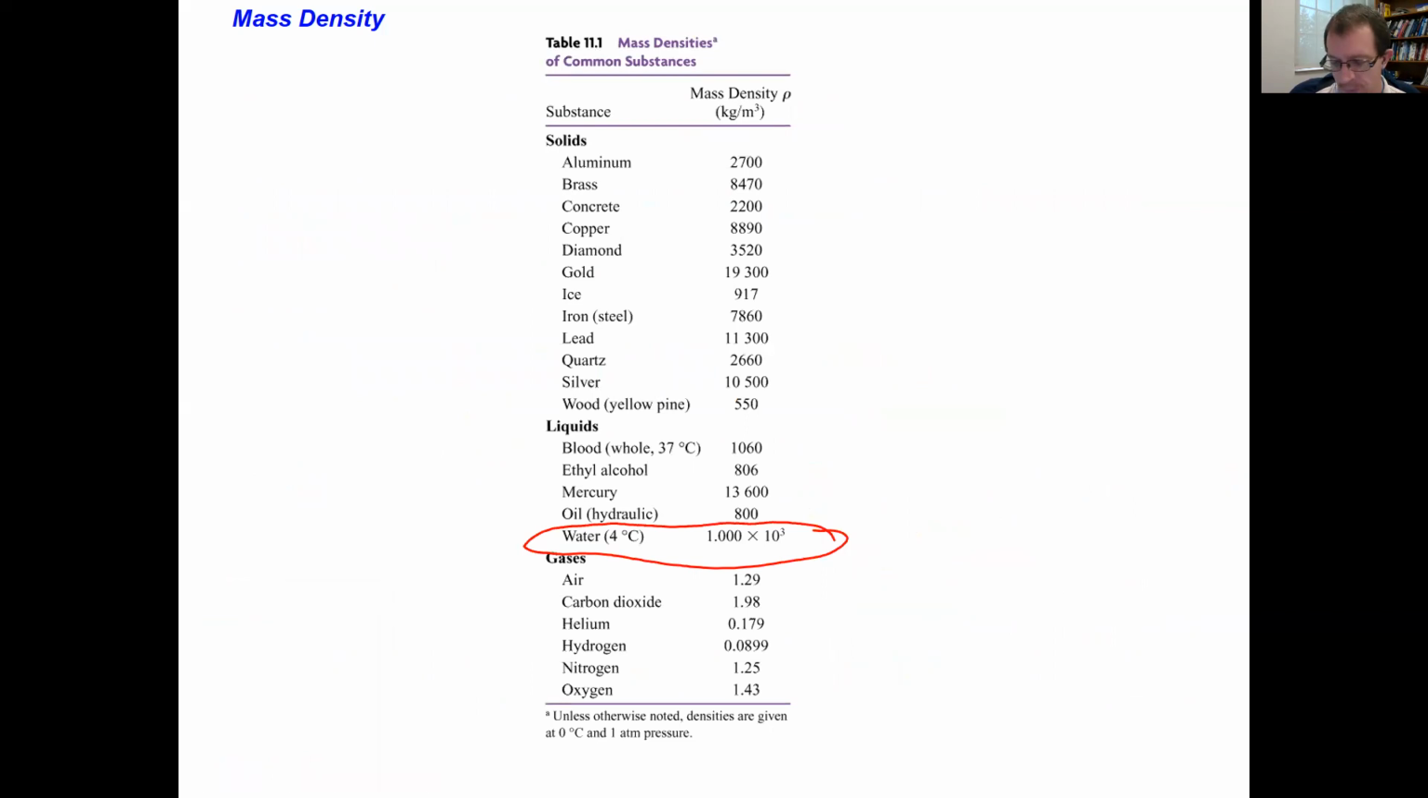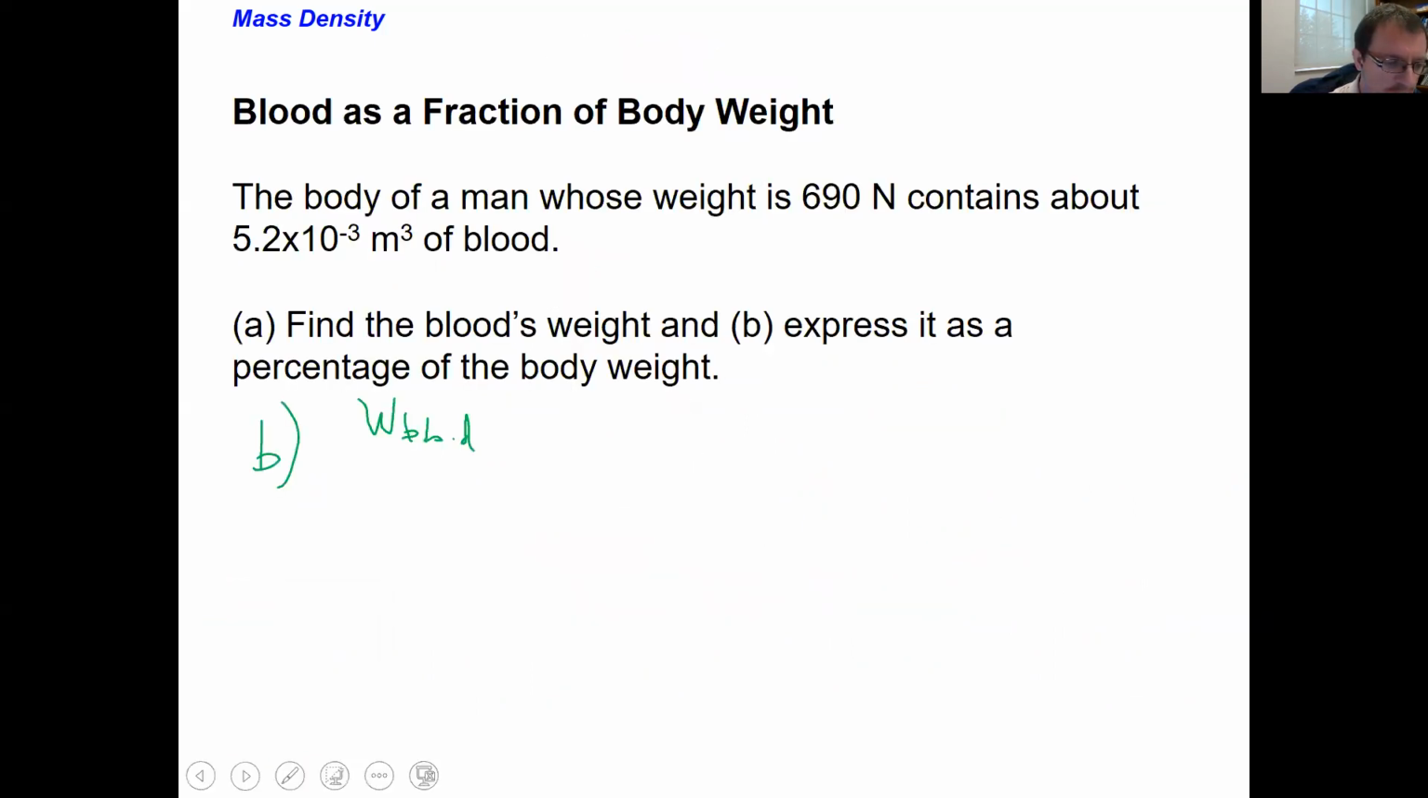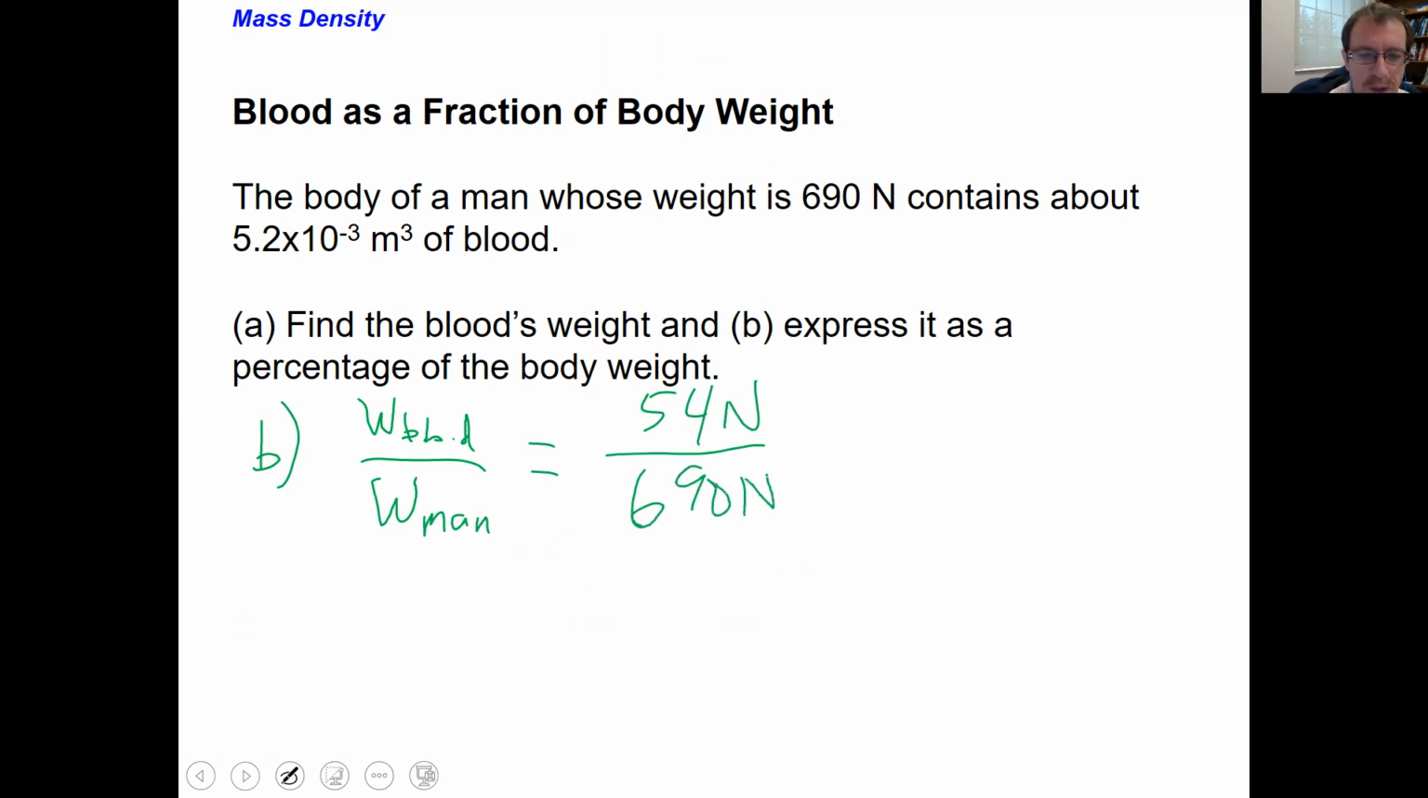Divided by the weight of the man. Okay. So we've got 54 newtons is the weight of the blood. 690 newtons is the weight of the man. And let's see, this gives us 0.078. And of course, if I want that as a percentage, then I need to multiply that by 100. And that gives me 7.8%.